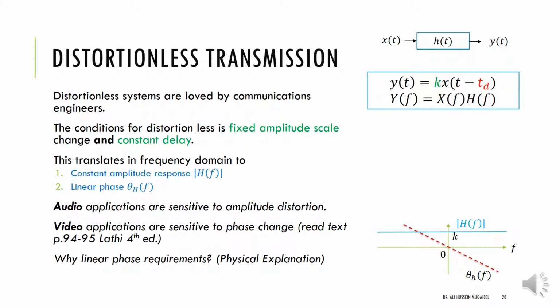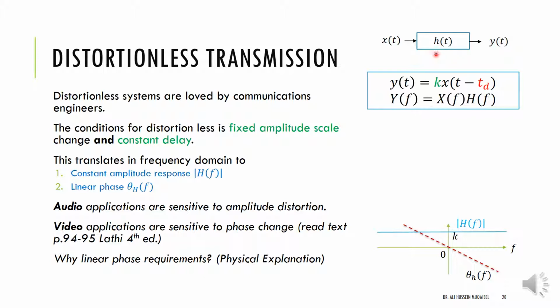There is one type of system which we call a distortionless system. It's a very important type of system. It's characterized by two things. The output is a scaled version of the input, and it's just a time delayed version of the input. So if you have x of t, and your output is just similar to x except for a delay and scale, we call this system distortionless. It does not distort the input.